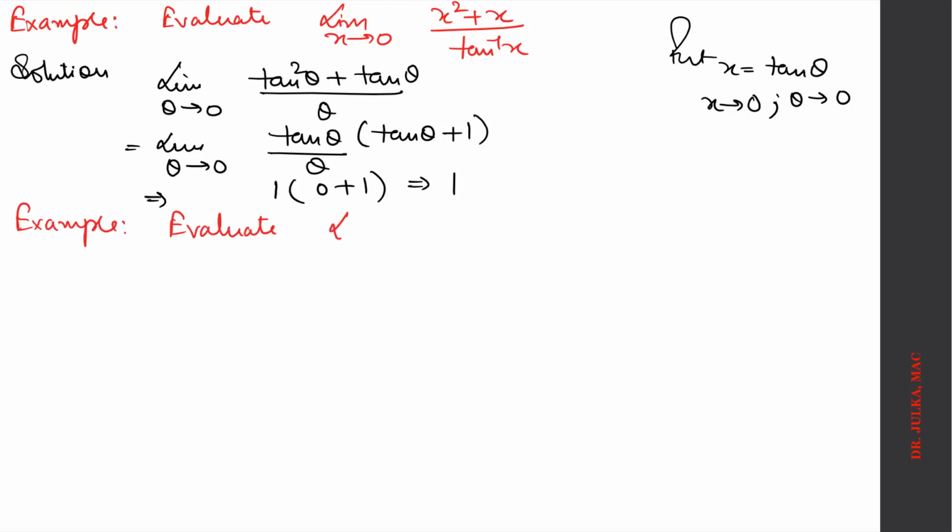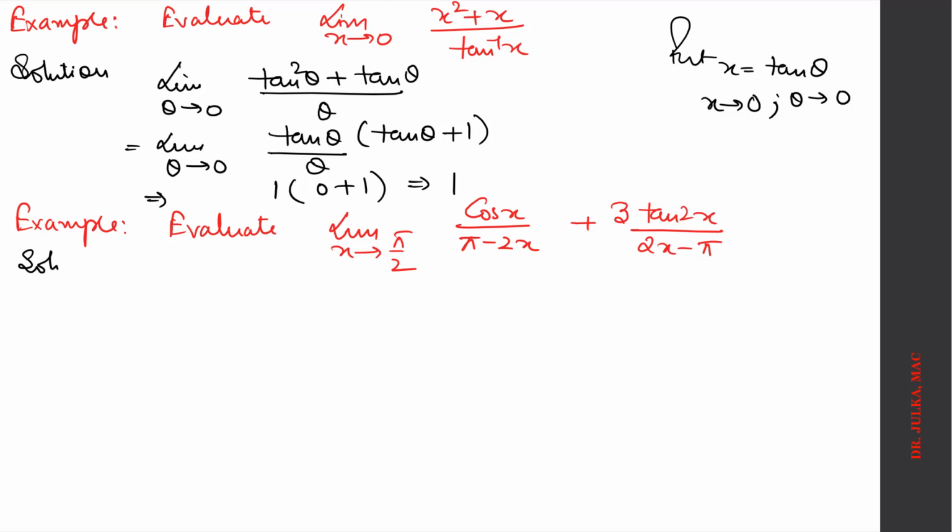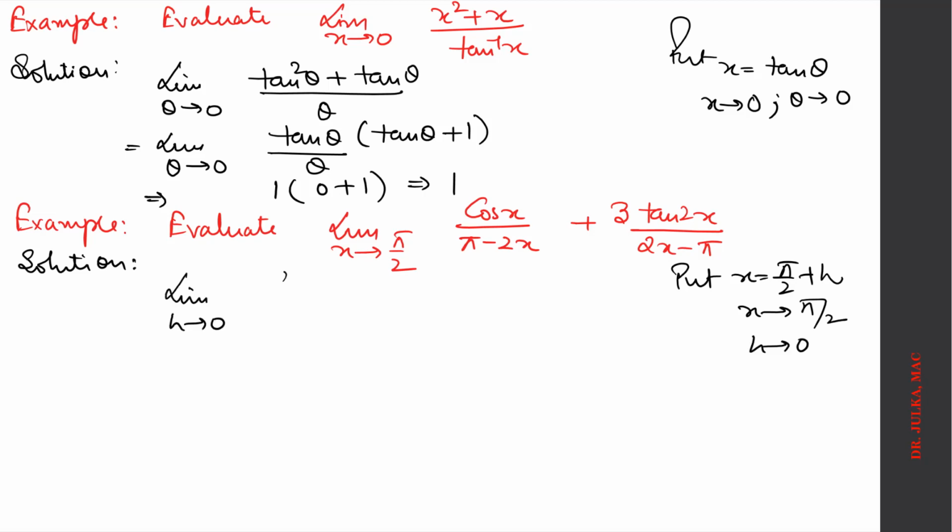Last example. Evaluate limit x tends to pi by 2, cos x divided by (pi minus 2x) plus 3 times tan 2x divided by (2x minus pi). Here again the limit is not equal to 0. So we'll put x equals to pi by 2 plus h. X tends to pi by 2, so h tends to 0. Now we'll take limit h tends to 0 and replace x by pi by 2 plus h.